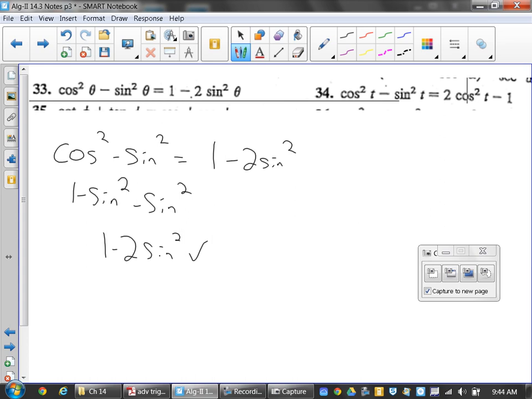Oh, I see. Okay, so I solved it, but I didn't... Remember, what you have to do is make the left look like the right. You're not trying to solve it through. Yeah, I see what you're saying.